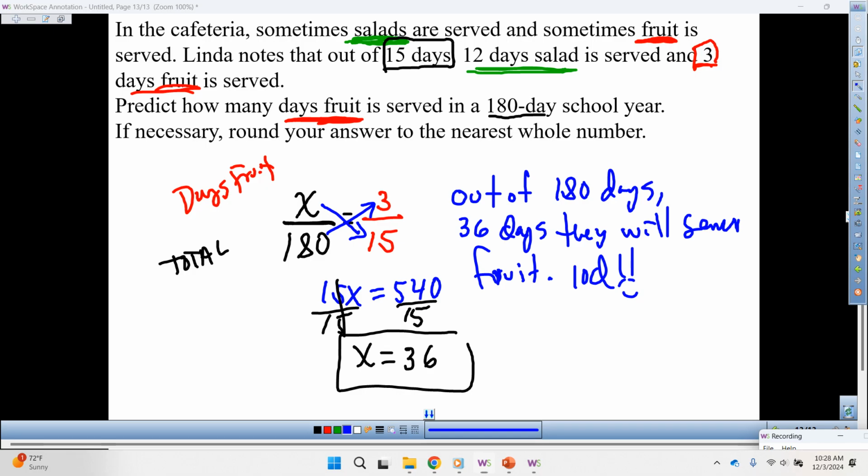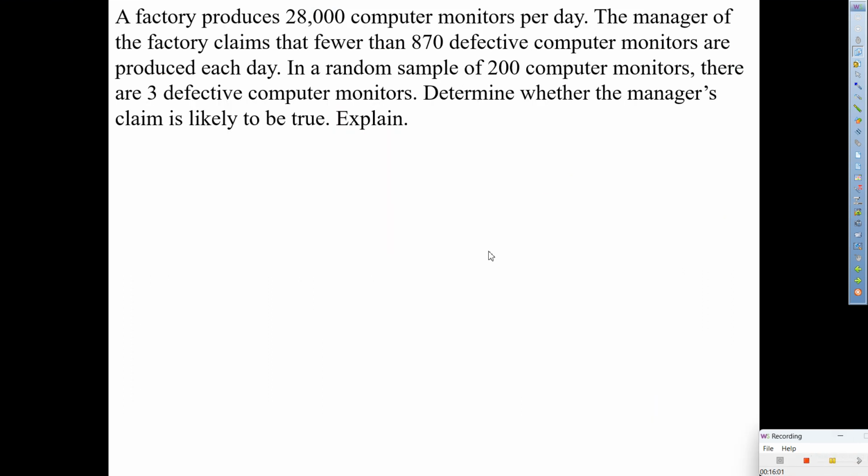Yes, Mr. Q. All right. Send me your notes, please, on your screen. Send that in, please. Number 2 on your paper.